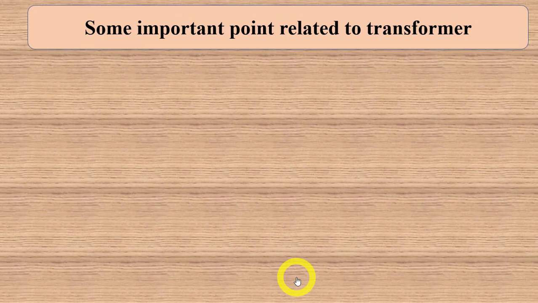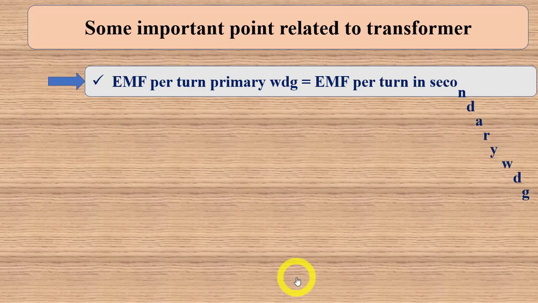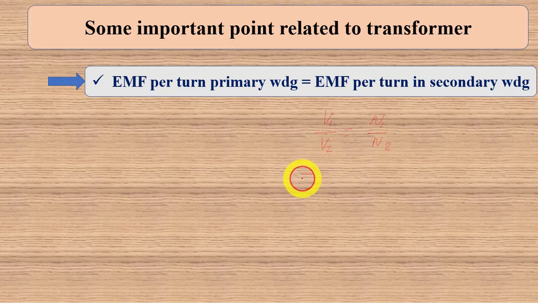Now some important points related to transformer. EMF per turn in primary winding is equal to EMF per turn in secondary winding. The equation is V1 upon V2 is equal to N1 upon N2. Again modifying this equation, V1 upon N1 equals V2 upon N2. This one is EMF per turn in the primary winding and this one is EMF per turn in the secondary, and both are equal.